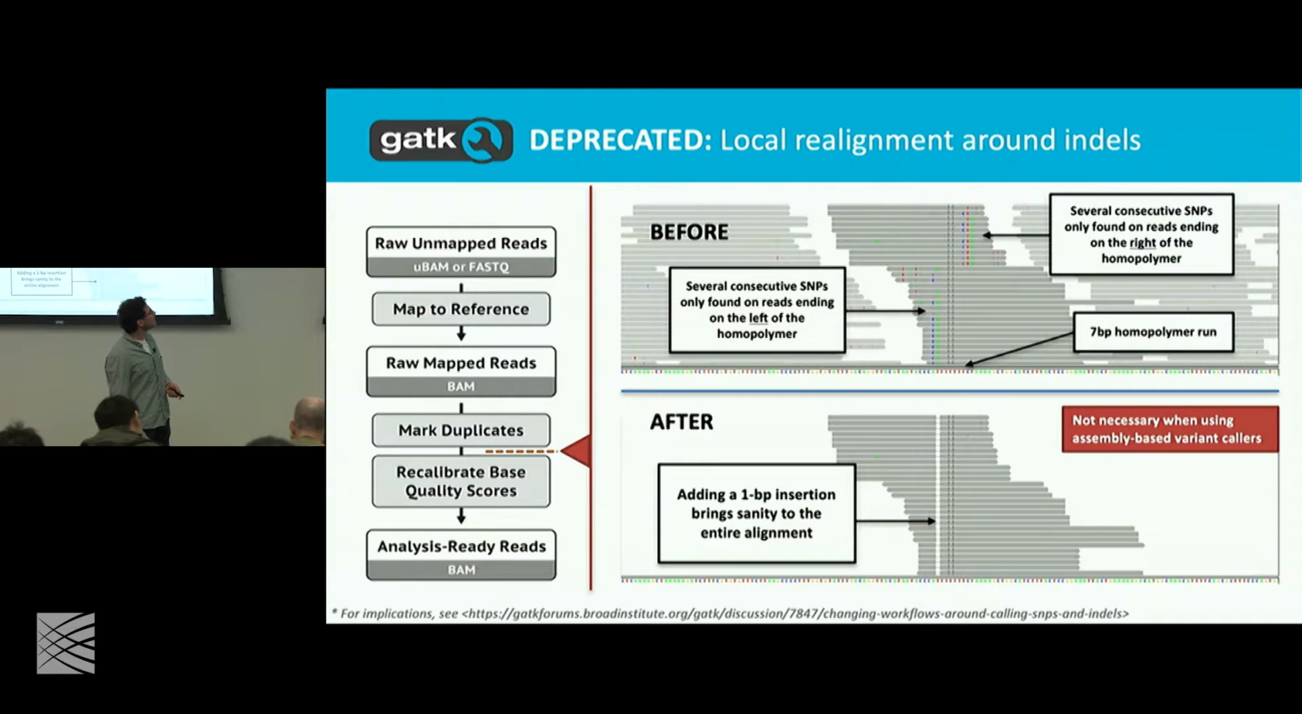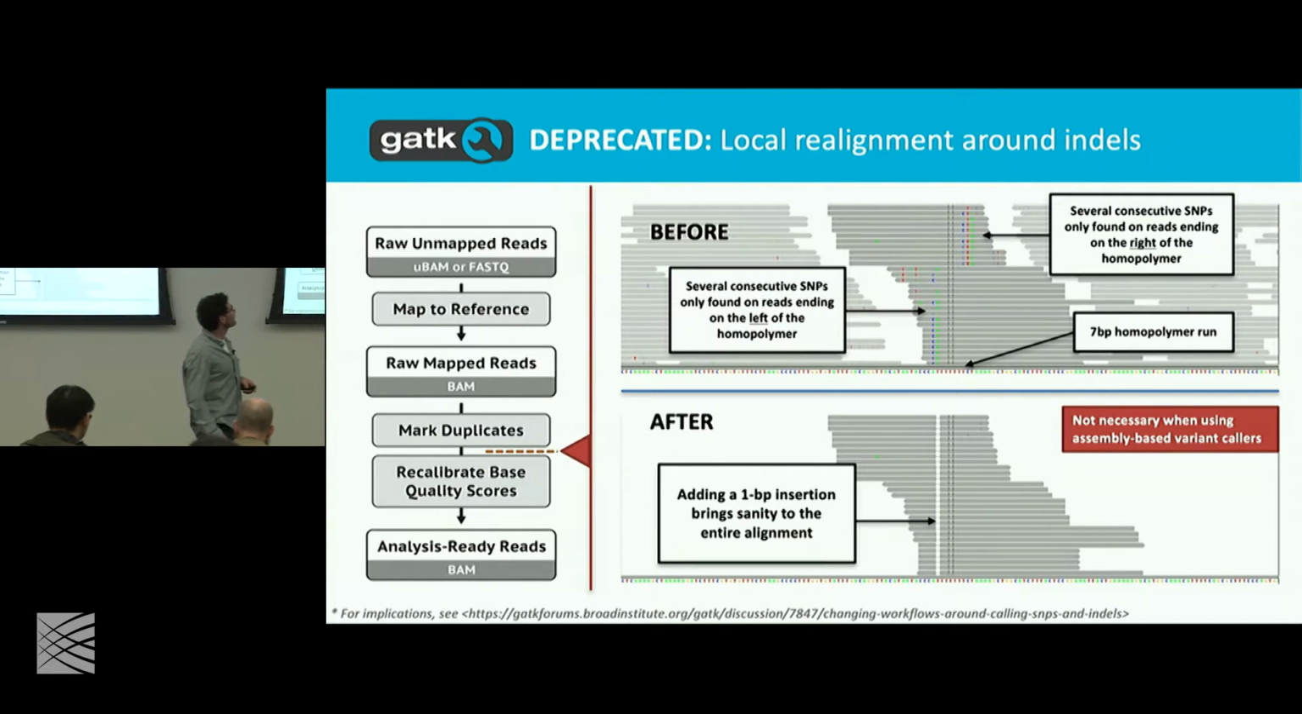All right. I'm running out of time. Local realignment has been deprecated and I don't want to spend that much time on it.